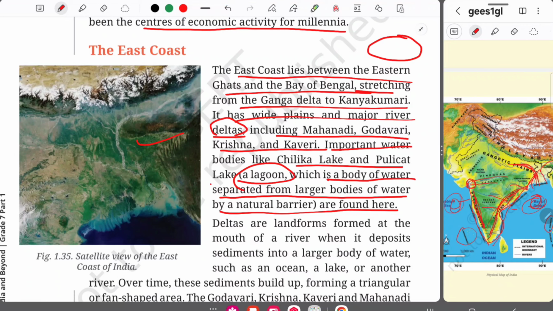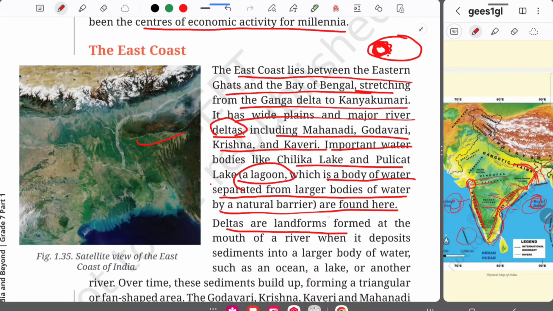Okay, this water has been separated from the larger body. Suppose here in this area, here you will again find land. Here this is land, and this has been separated around here by some natural barriers, by sand or rock or anything which is forming a different area here. So it is forming a small lake in the larger body, which is known as a lagoon. Okay, these are found here.